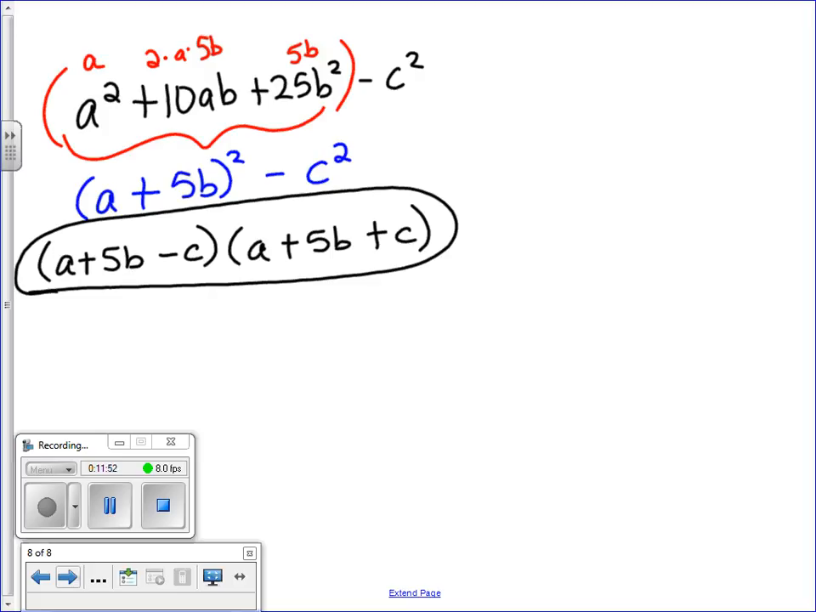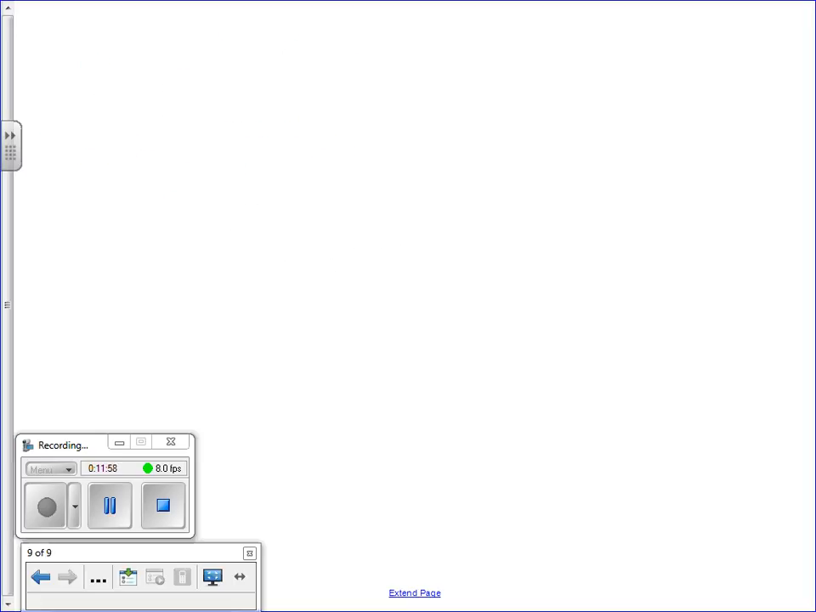Alright, I'm going to give you one of those tricky ones to do by yourself, okay? Squared plus 4x plus 1. And it's very much like the one we just did together.